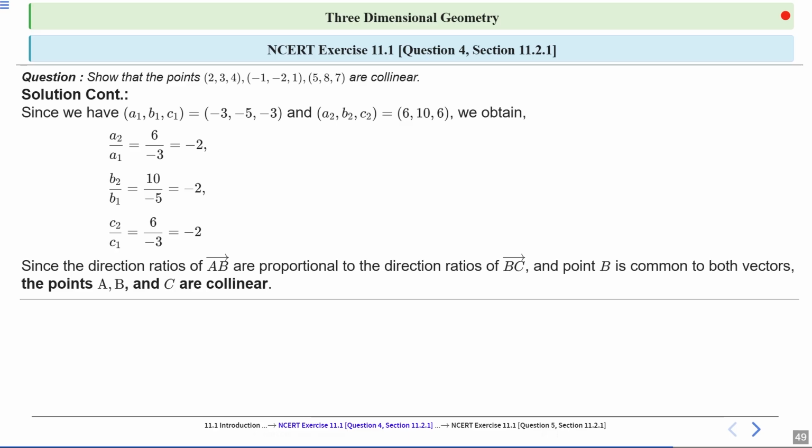Since all the direction ratios of vector AB and vector BC are proportional and point B is common to both, this means the points A, B and C are collinear. In other words, all 3 points lie on the same straight line. This is the key result for proving collinearity in 3-dimensional geometry.